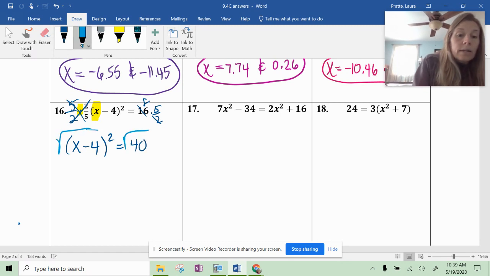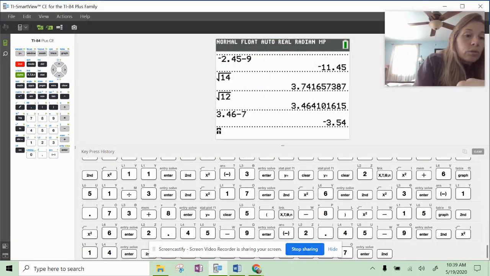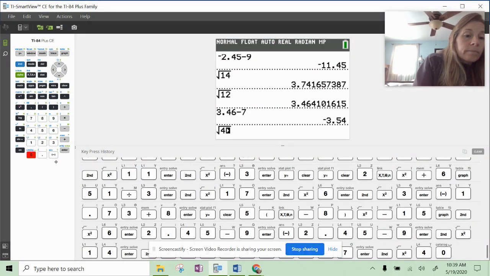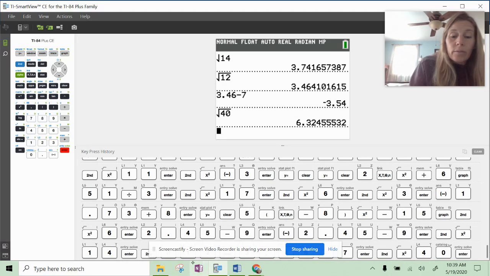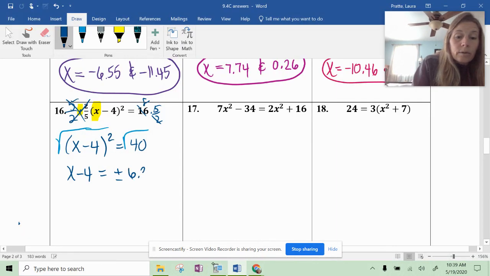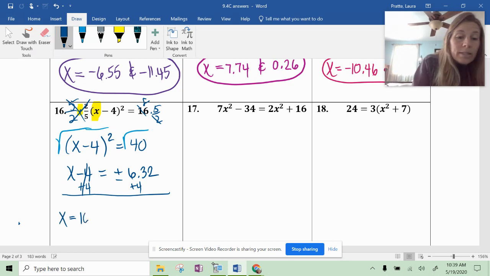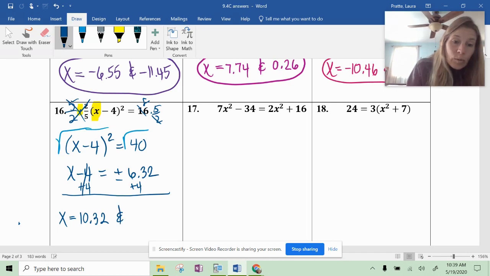Square root both sides. So you have x minus 4 equals positive or negative, and then on my calculator, I'm going to do the square root of 40, which is 6.32. So now I'm going to add 4 to that. So x equals, well, 6.32 plus 4 will be 10.32. And when I do negative 6.32 plus 4, I have negative 2.32.